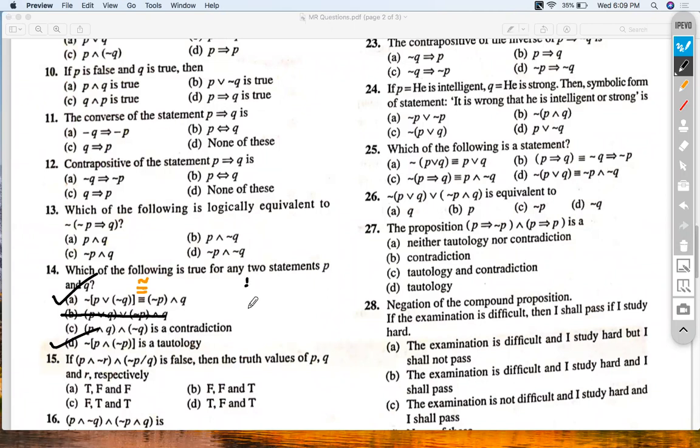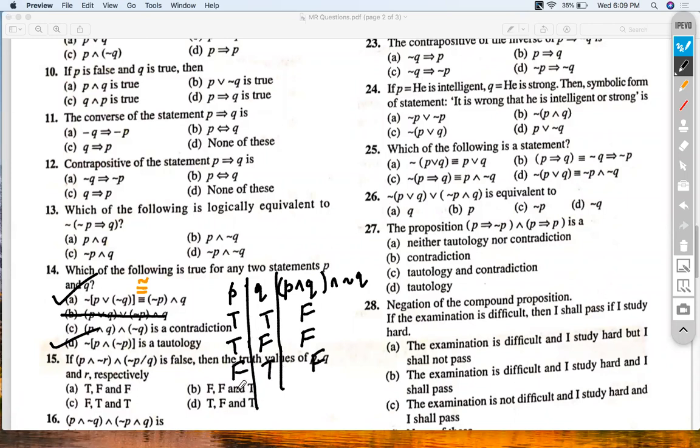Okay. Let me check about the C option. So true, true. This will be true, but this will be false. True and false will be false. Okay. Next is true, false. This will be false and false and true will be false. And this will be false. So false and false will be false, and finally you have false, false. So this will be false, but this will be true. This will be false. So this is a contradiction. C is also correct. So Vidyuta, why did you leave out C?